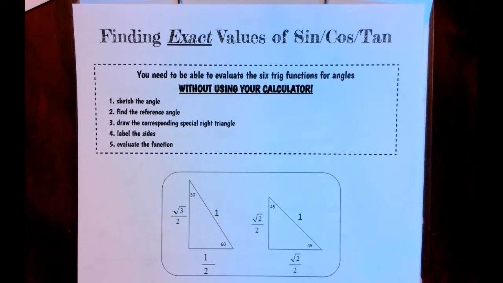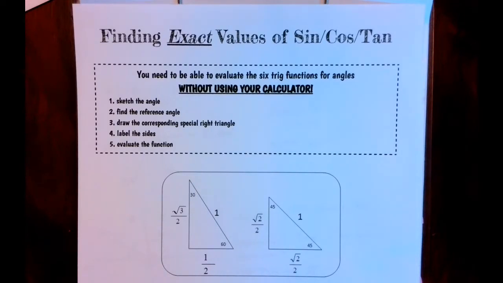It says the 6 trig functions. We are going to do all 6 of them next week, but for this first week we're just going to do the main 3, sine, cosine, and tangent. So we're going to sketch the angle, find the reference angle, and then we're going to talk about drawing these right triangles so that we can label sides and evaluate the function just using SOHCAHTOA like we did before.